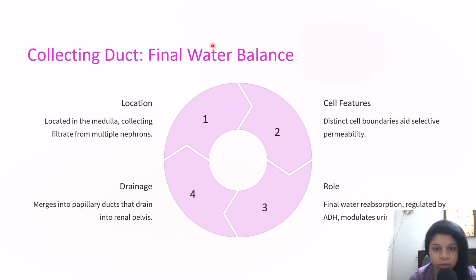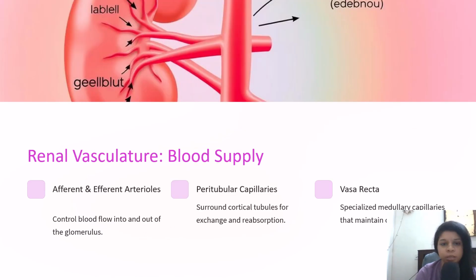So now coming to the collecting duct, that is the final part of the nephron, there is again water balance only. So the collecting duct, as I showed in the picture, is mainly located in the medulla along with the loop of Henle, and one collecting duct collects urine from multiple nephrons. Cell features are they have distinct cell boundaries and they have selective permeability, especially to water. So if you want to absorb more water, that final water absorption occurs in the collecting tubule, and that is also modulated by ADH mainly. And then they drain into the papillary ducts that drain the urine into the renal pelvis.